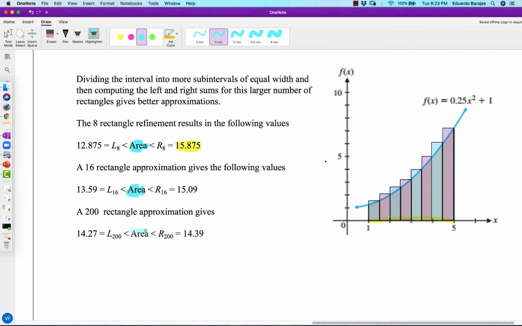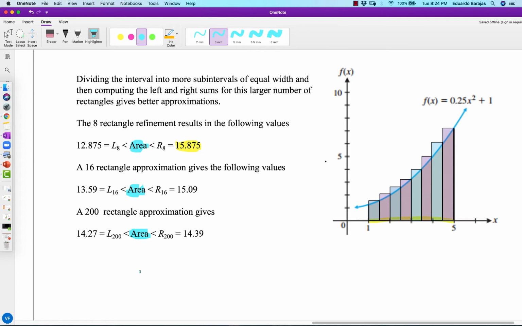And finally, if we really want to get serious about this and get a very, very nice approximation, we can use 200 rectangles. So the sum of 200 rectangles, each of them having a height determined by the leftmost endpoint in the base of each rectangle, the left-hand rule, is 14.27, whereas using the right-hand rule and summing 200 rectangles gives you 14.39. So now it's a much better approximation. The more rectangles we use, the better the approximation.